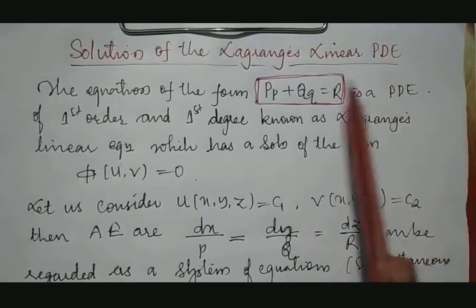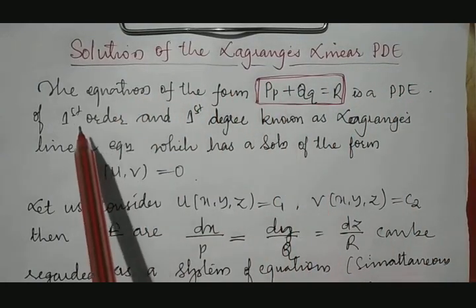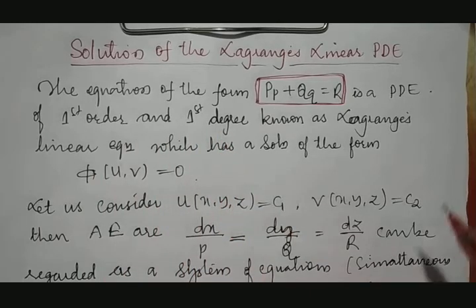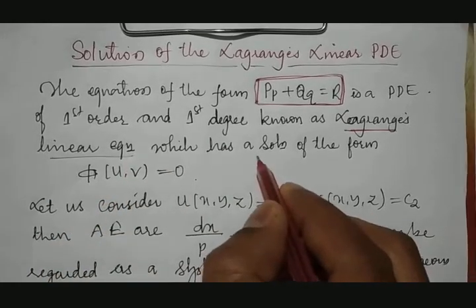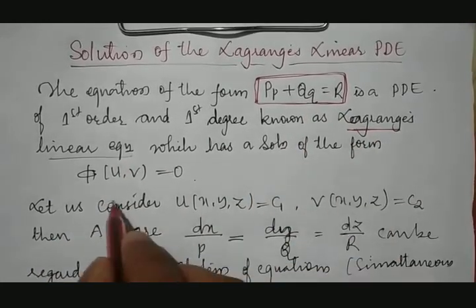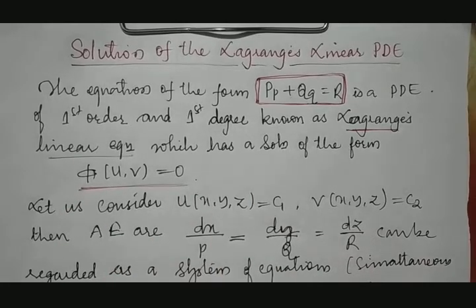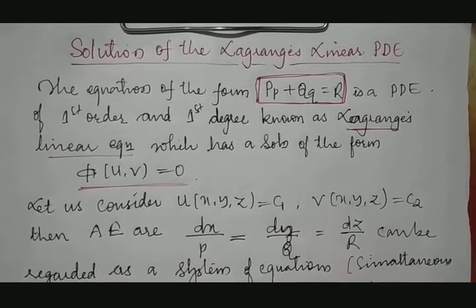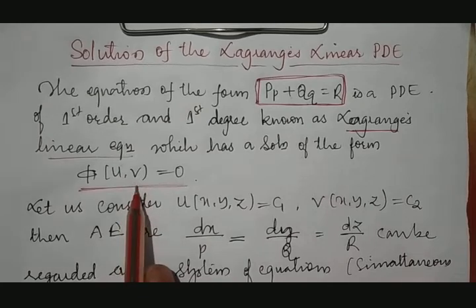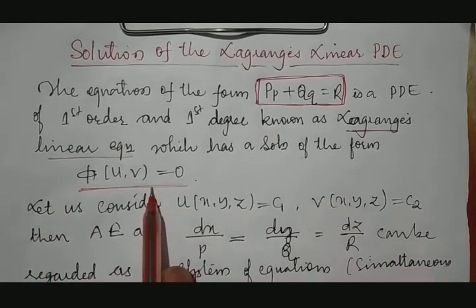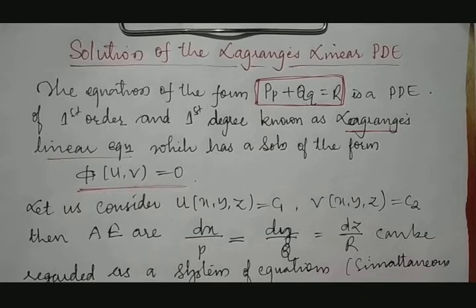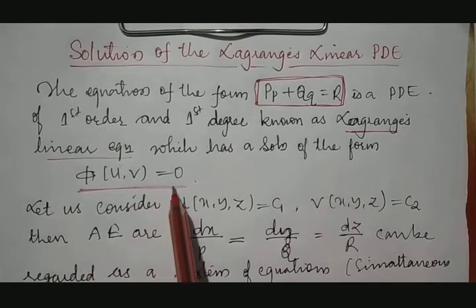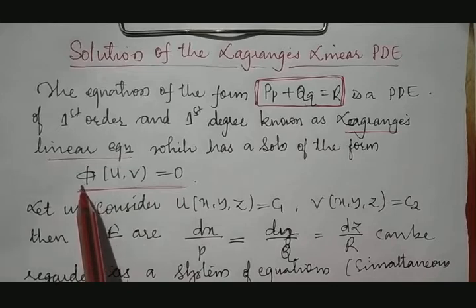partial differential equation. If any equation is like this, that will be of first order and first degree. That is known as Lagrange's linear equation. And this equation has a solution like this: phi of u comma v equal to 0. Already we solved such examples in our previous concepts, where by eliminating arbitrary functions we constructed a partial differential equation. But here it is not a construction of a partial differential equation, it is getting a value of this.